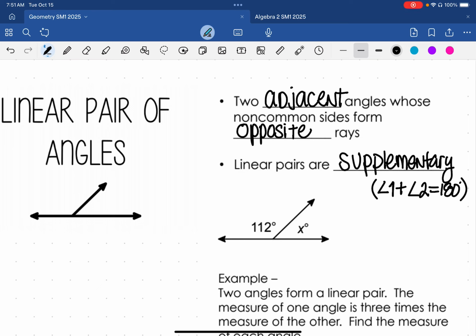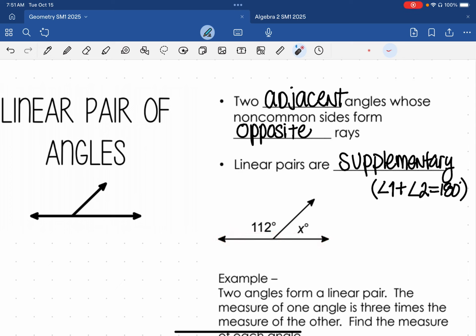A linear pair of angles are two adjacent angles, so this time they must be touching one another, because that's the difference between adjacent and non-adjacent, whose non-common sides form opposite rays. If you take a look at the picture, notice that this angle and this angle, these are the non-common sides that they're talking about. They do form opposite rays because they do form a straight line.